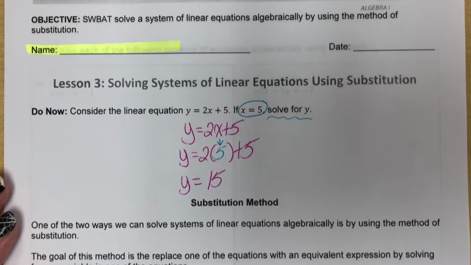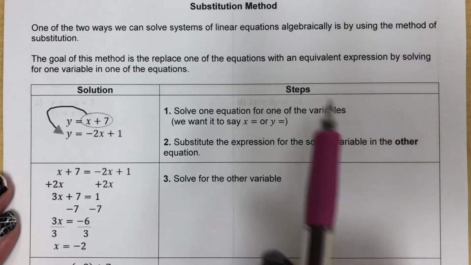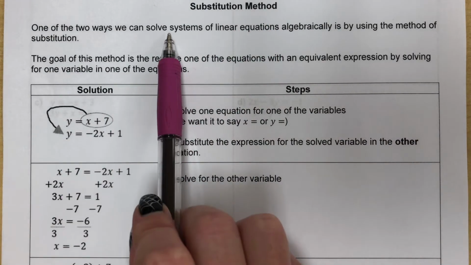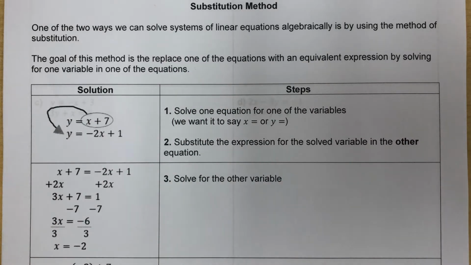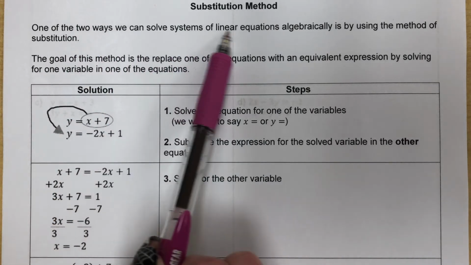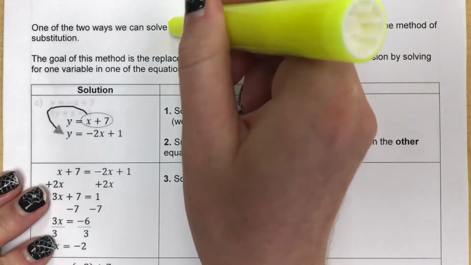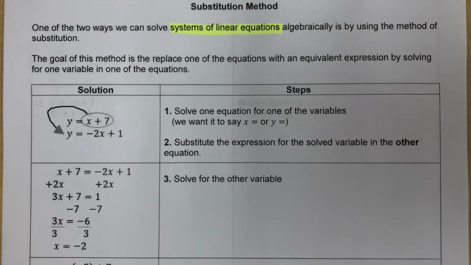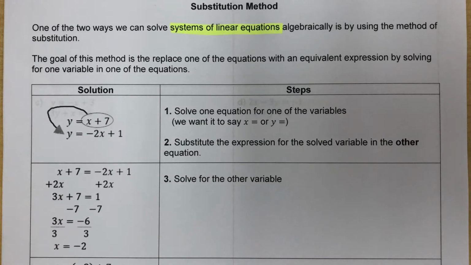What we look at today is going to be a little bit different because we're going to use the substitution method on linear equations when we have a system, a system of linear equations. One of the two ways we can solve systems of linear equations, I'm going to highlight that because that is the topic for today. We can do this by method of substitution. This is one method we can use. Tomorrow, lesson 4 will be a different method.